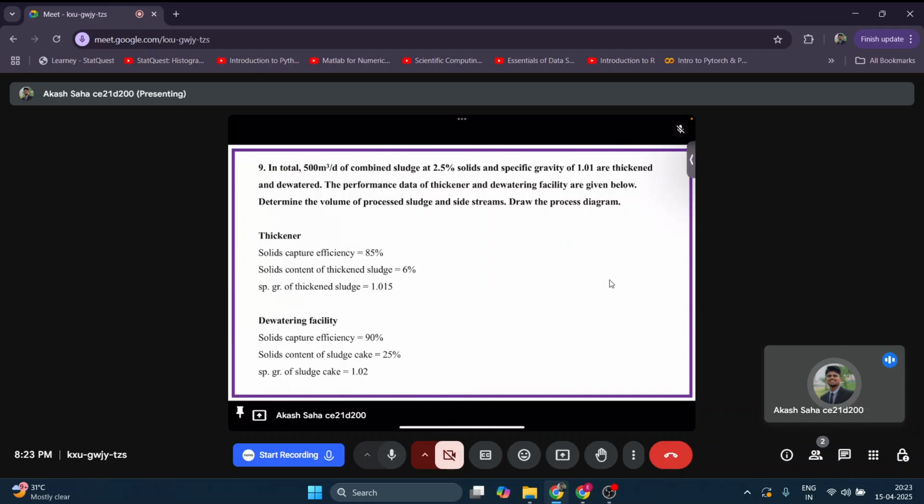So for the thickener, the solids capture efficiency is 85%. Solids content of thickened sludge is 6% and specific gravity of thickened sludge is 1.015. And for the dewatering facility, the solids capture efficiency is 90%. Solids content of the sludge cake is 25% and specific gravity of sludge cake is 1.02. Okay, so try it out and then we will see the solution.